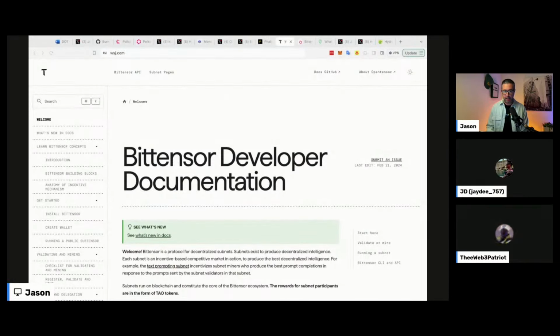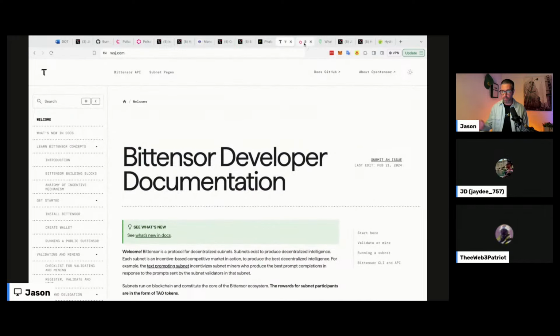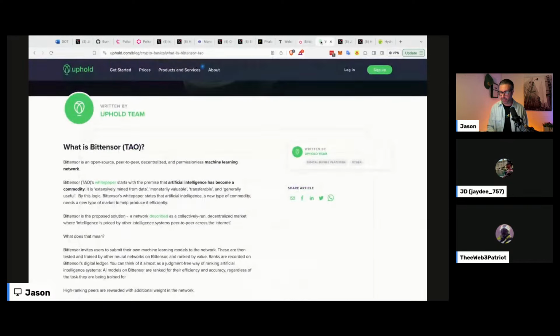This one, I want to do a video about because I want to learn more about this Bittensor. It's been a parachain since last year, an open source protocol that powers a decentralized blockchain-based tokenized machine learning network. People have no idea what is coming, what Polkadot has the ability to offer as this layer 0. There are so many incredible things being built on here. I didn't even know this had the potential to exist until I started reading about it.